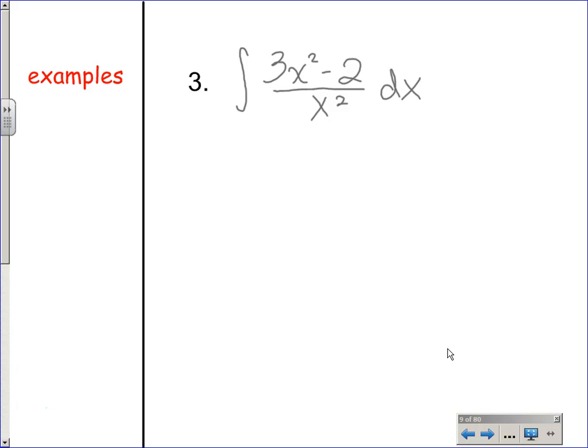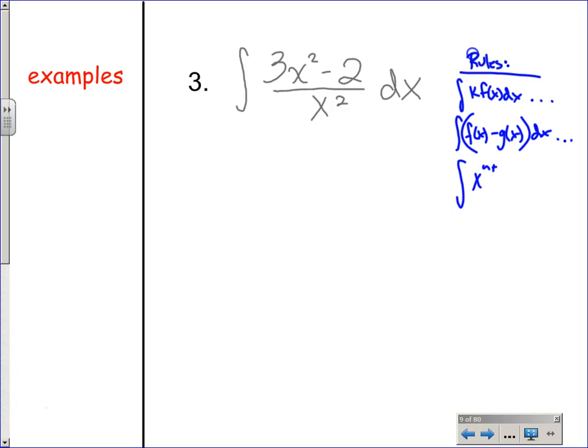And technically, what happens? F of x minus g of x. Integral of x to the n plus 1. Those are the only rules you need. But how? There's a division. How did you guys rewrite it?